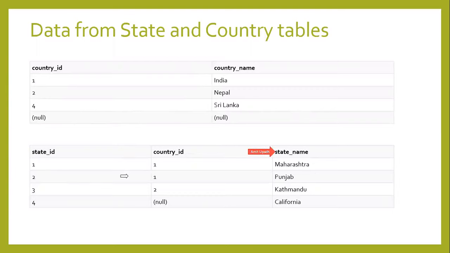This is the second table, which is the state table. Now, in this table, you notice that California does not have a country ID associated with it. You also notice that the United States of America, USA, is missing in the country table, right?